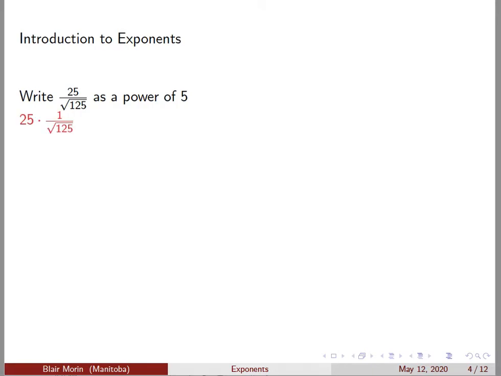I would consider this as a product of two factors. One of them is 25, the other one is 1 over the root of 125. Likely my next move is to change both of these integers into base 5. So 25 can be written as 5 squared. 1 over root of 5 cubed, right? Because 125 is 5 to the power of 3.